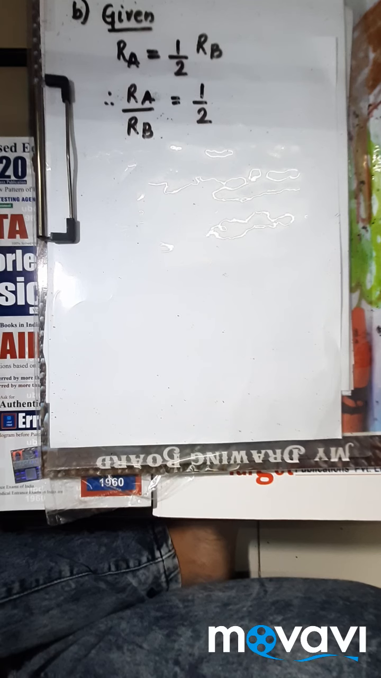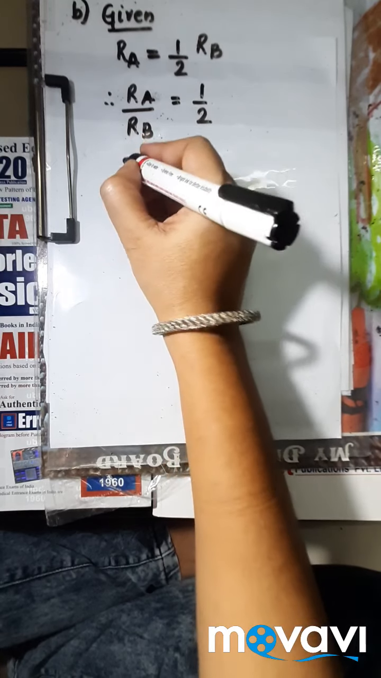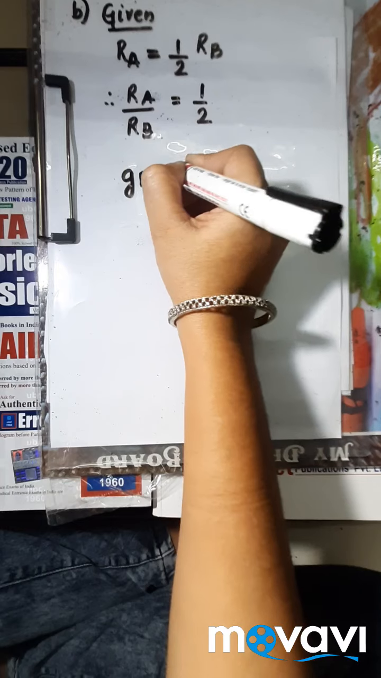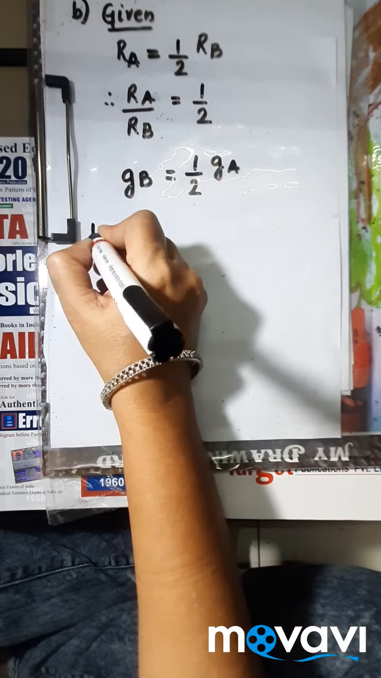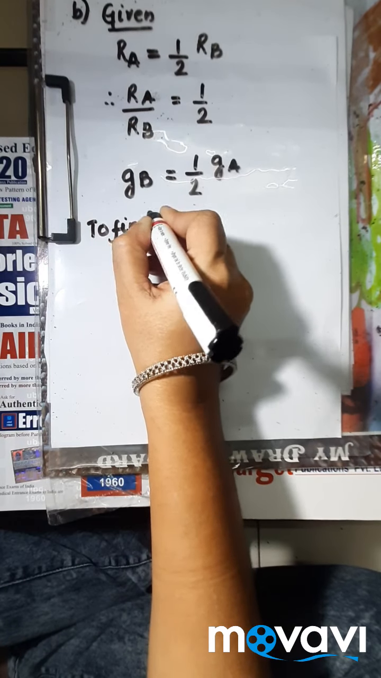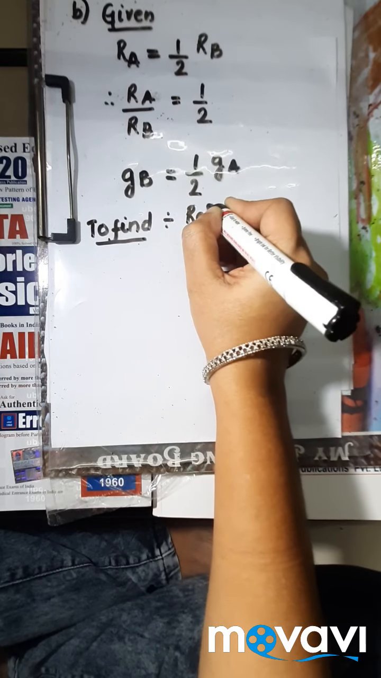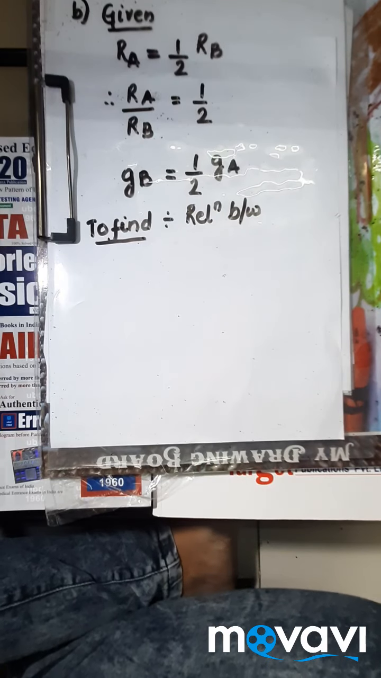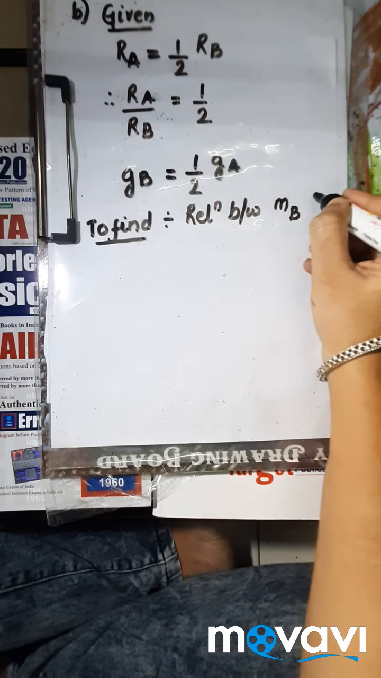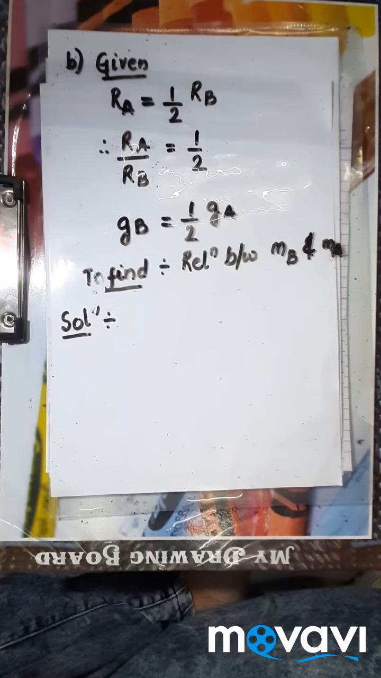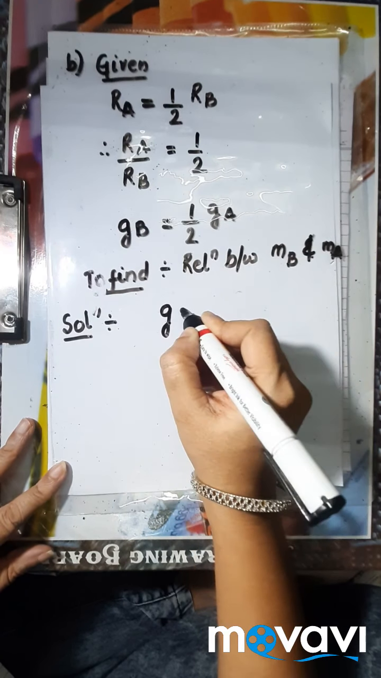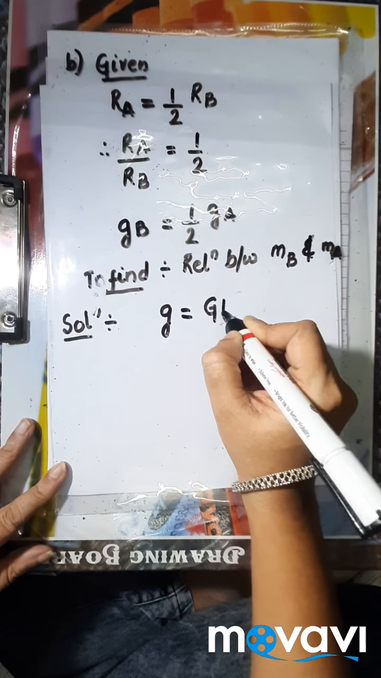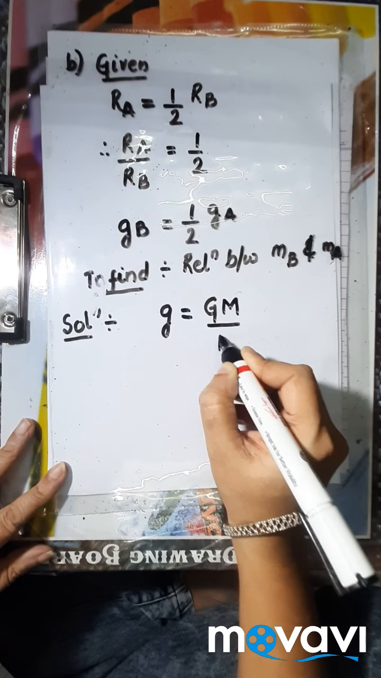Now, secondly, if the mass of A is MA, what must be the mass of B so that the value of G on B is equal to half the value of G on A. So what we have to find is the relation between mass of B and mass of A. So we have to find the relation between G. Now we are going to use this formula: small g is equal to capital G, capital M upon R square.